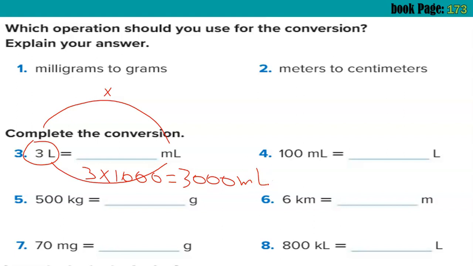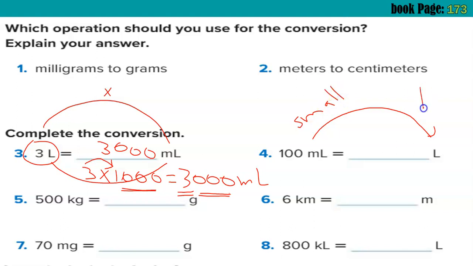How do you multiply the number? When you multiply, don't cross out zeros. Multiply the numbers: 3 times 1 is 3, and move the 0s. So 3 and move the 3 zeros. The answer will be 3,000 milliliter.